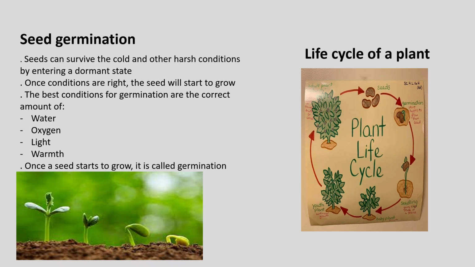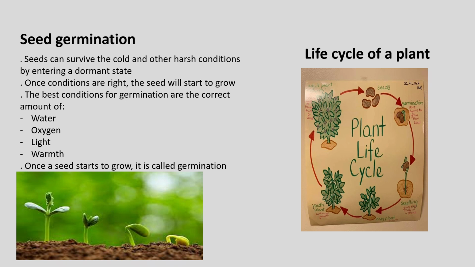Right. Let us then look at seed germination. Once fertilization occurs, then we're going to have a seed. So we want to see how the seed germinates, right? Seeds can survive the cold and other harsh conditions by entering a dormant state. Once conditions are right, the seed will start to grow.